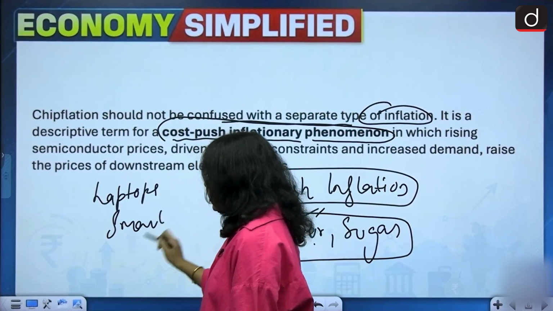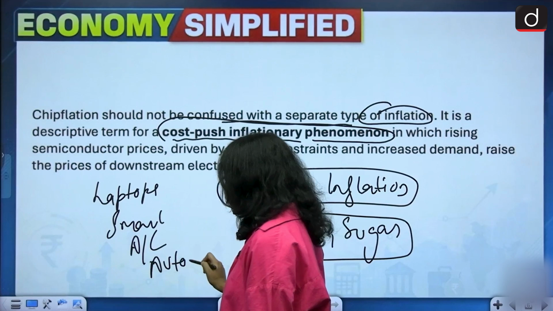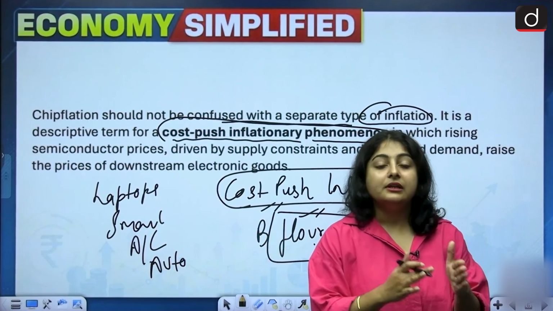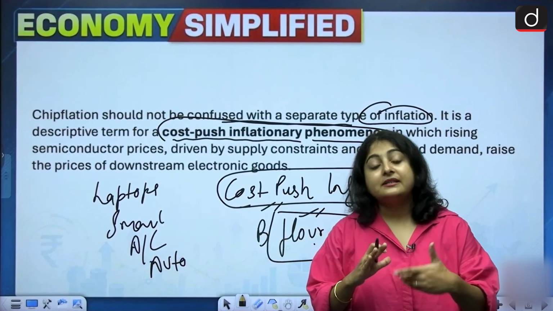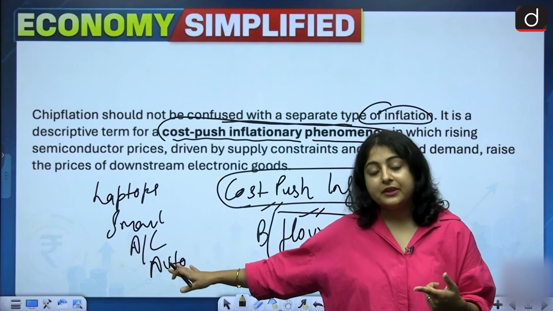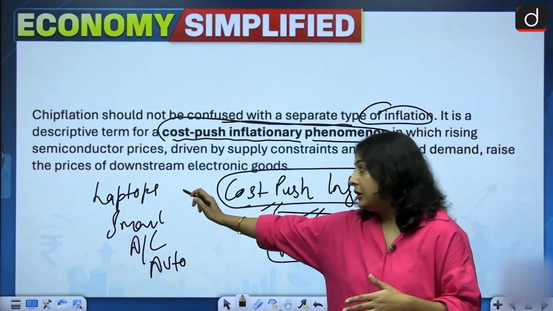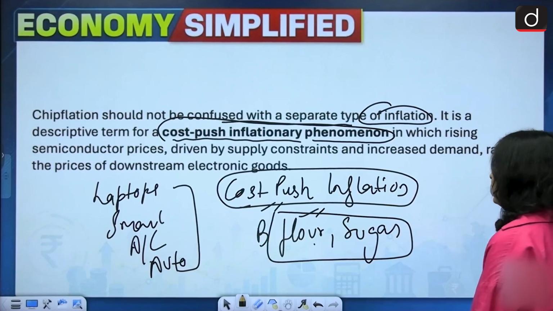Smartphones, AC, automobiles, even in the vehicles, the semiconductor chips are being used. Even in the defense equipments, semiconductor chips are used. So since the semiconductor chip acts as an intermediate good in the production process of consumer electronic products, because of the rise in the prices of semiconductor chips, the prices of consumer final goods have increased. Now this is what chipflation is described.